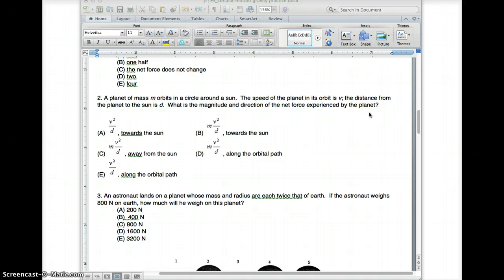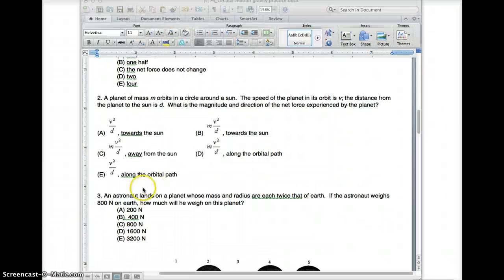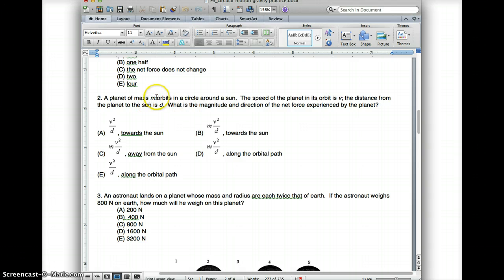And we have an equation for centripetal force. That being that F centripetal is just mv squared over r. We need to use the variables that were given. What was given to us was the mass of the planet, the speed that it's going around the sun, and this variable d, that's the distance the planet is from the sun.